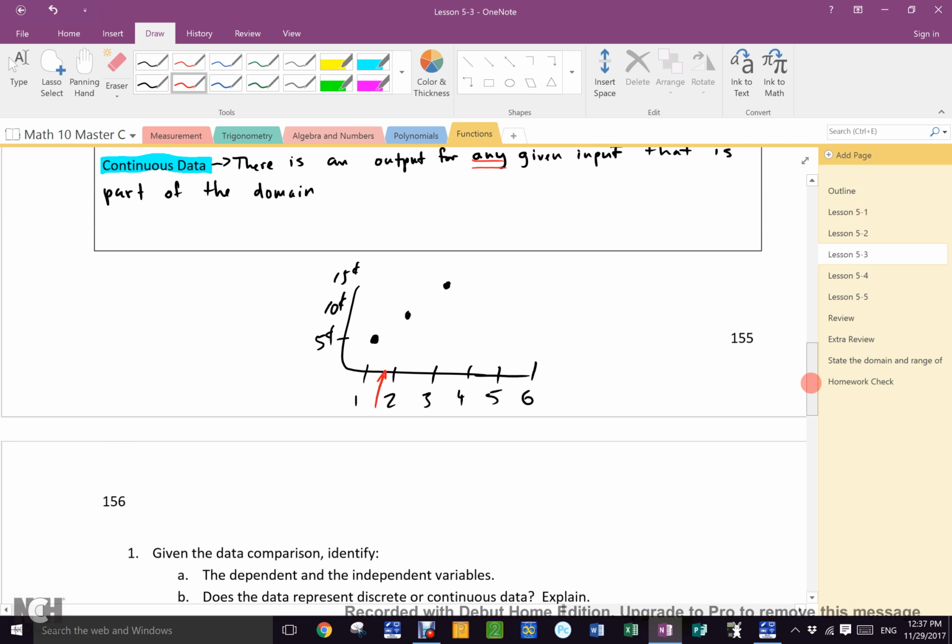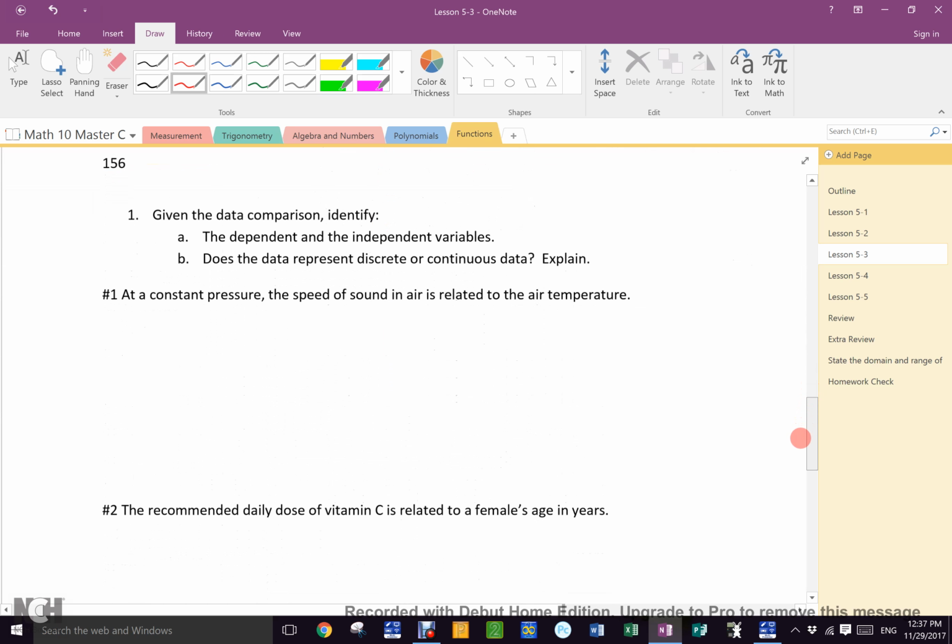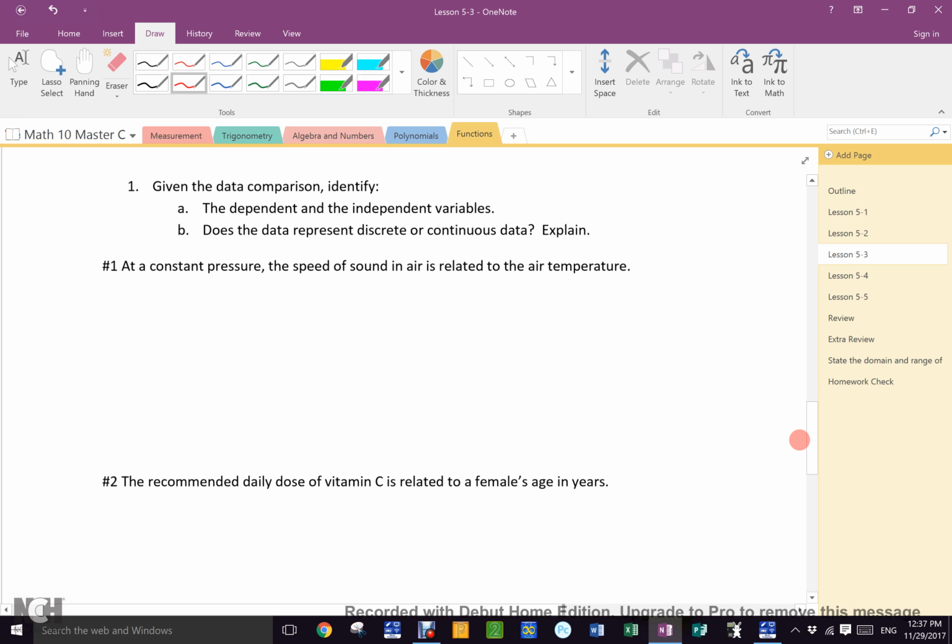Okay, let's see how well you understand. Turn the page over to 156. I have 4 scenarios there. For each scenario, you're going to tell me the independent variable and the dependent variable. And then you're going to tell me whether it is discrete or continuous. So look at that first one. Talk to your neighbor if you need to. Do not yell out an answer. Give everyone a chance to think about it.